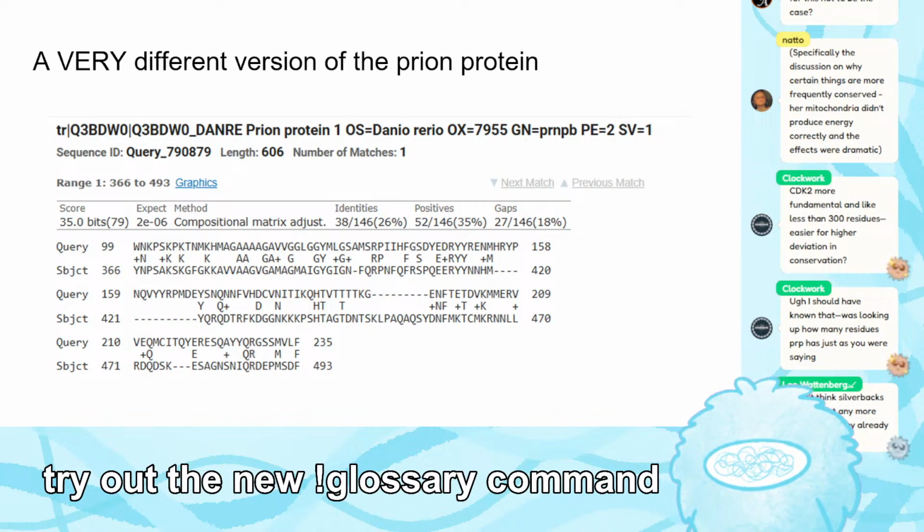I do think that this is worth talking about because it made me think a lot, actually, about the role of conservation and protein function.